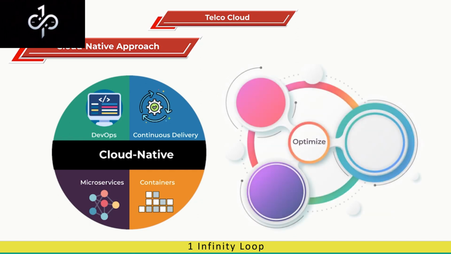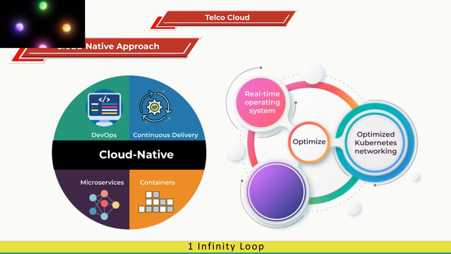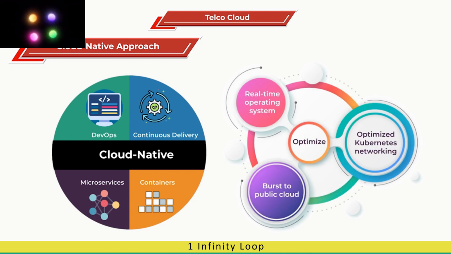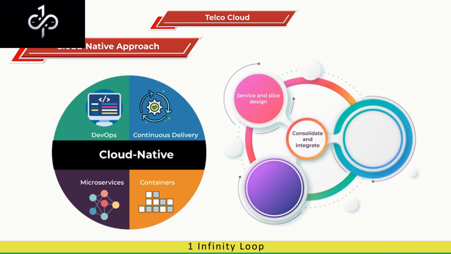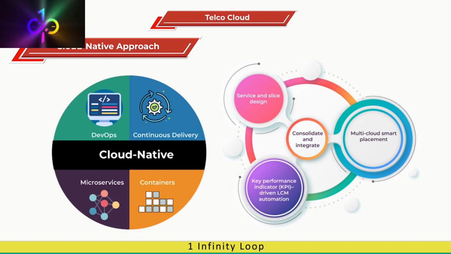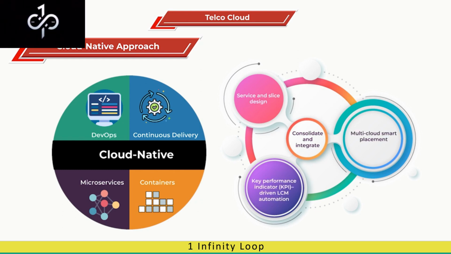Third, optimize telco cloud resources for the most demanding cloud native workloads, for example, virtualized radio access network or vRAN. Under this, it includes first, real-time operating system, second, optimized Kubernetes networking, third, burst to public cloud. Fourth, consolidate and integrate 5G service network functions for given markets across vendors and across sites. Under this, it includes service and slice design. Next is multi-cloud smart placement. And the third one is key performance indicator driven LCM automation.